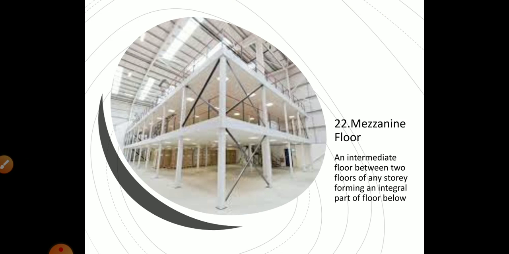The next is mezzanine floor. So what is the mezzanine floor? It is the intermediate floor between the two floors of any story, forming an integral part of the floor below. It is the intermediate floor between the two floors. It is called a mezzanine floor.